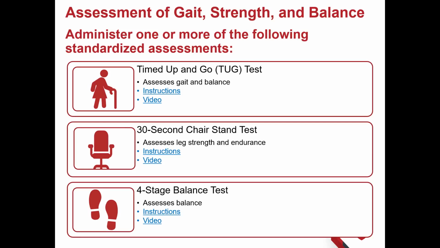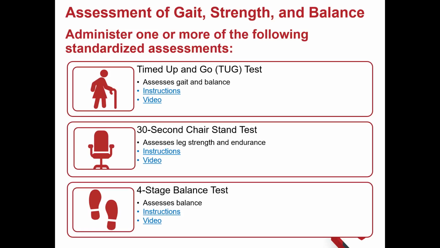The second test is the 30-second chair stand. This assesses leg strength and endurance. The patient sits in a chair, crosses their arms, and stands up and sits down as many times as possible in 30 seconds. You count the number of reps they complete and compare it to normal values based on their age and sex, and the instruction sheet has those normative values.